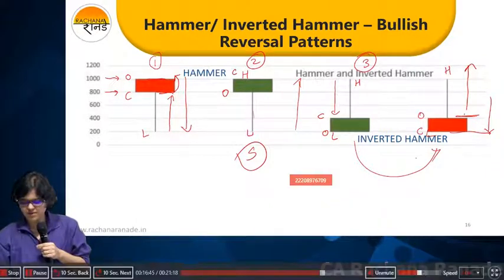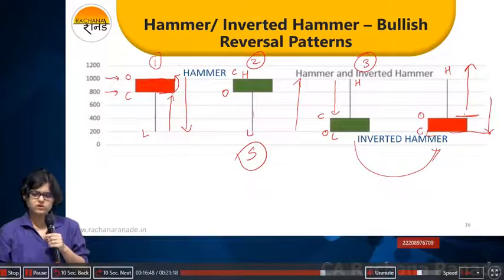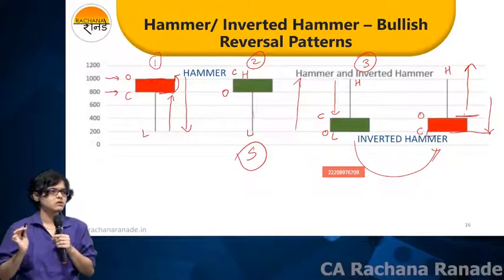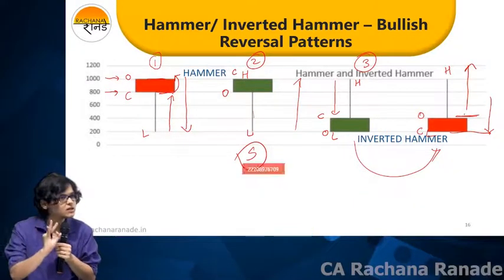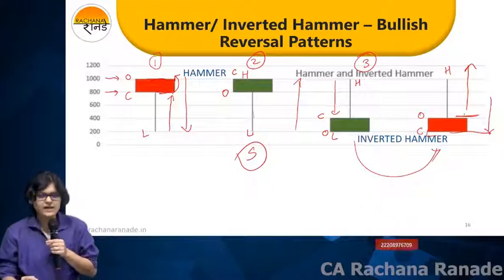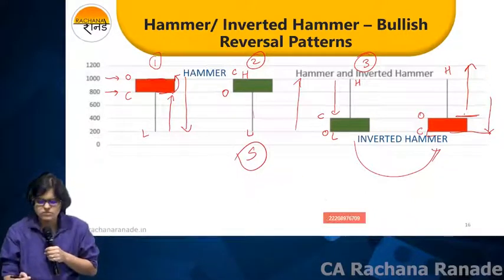Okay, so if you compare 3 with 4, which one is giving a stronger reversal? 3 or 4? It will be 3. It will be 3 because at least, can I say, the bulls have overtaken the bears? Shall I explain one more time?